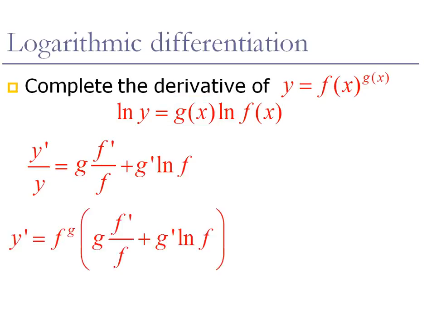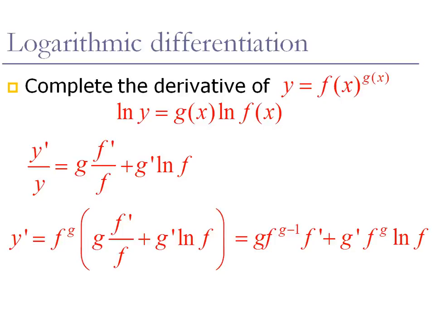Okay, so at this point we move the y to the other side. Remember, y was f to the power g, and we have this complicated expression, and I'm going to multiply everything out to distribute it. Okay, so notice that we end up with g times f to the power g minus 1, coming from that f in the denominator, times f prime, plus g prime times f to the power g times ln f.